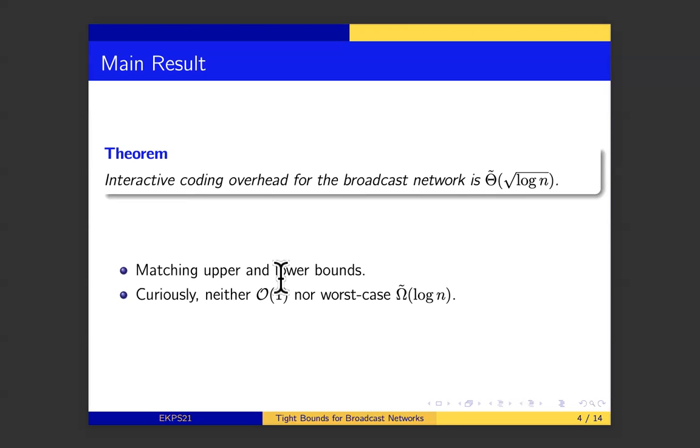We also know many channels that have this behavior, but we show that this broadcast network is the first channel with a tight overhead in between O of 1 and O of log n. And this is pretty interesting.